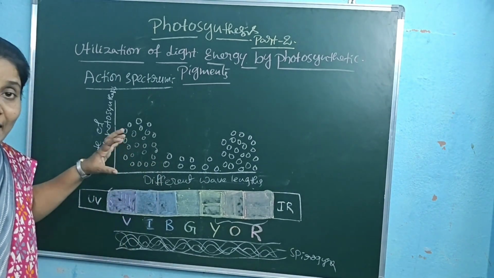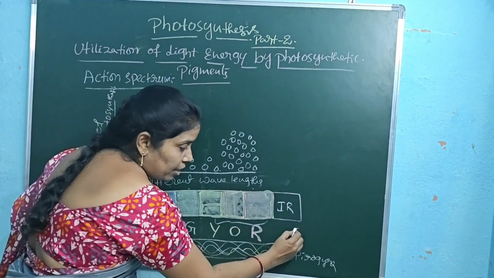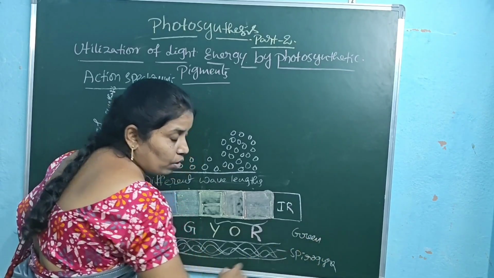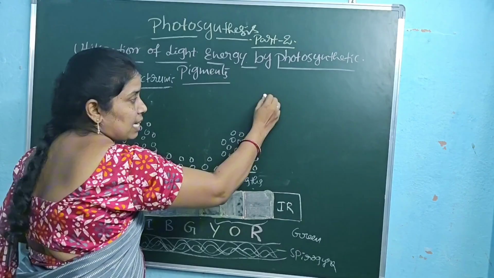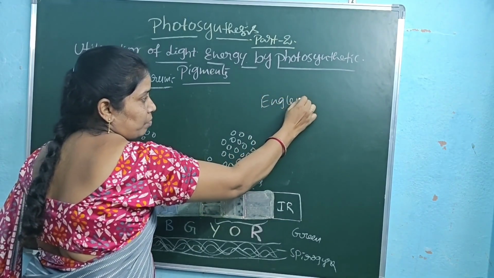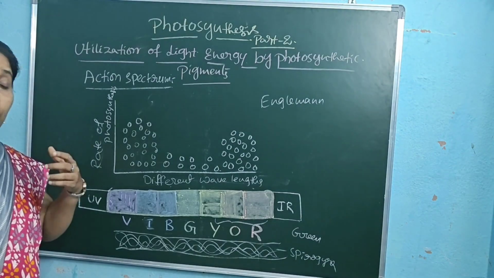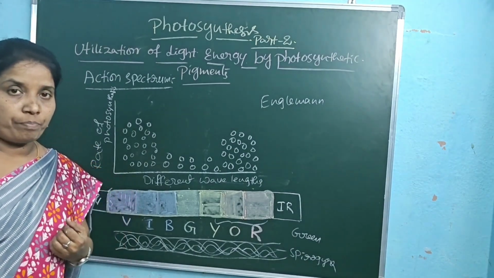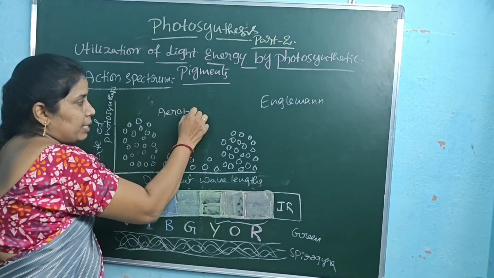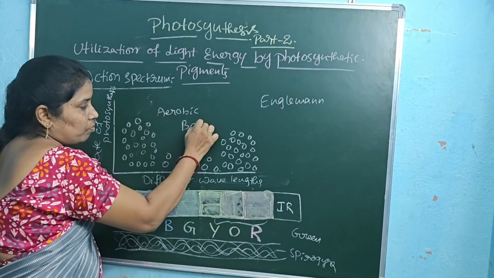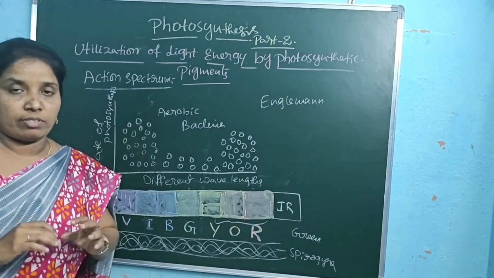That's why he placed aerobic bacteria and also the green alga Spirogyra. Okay, he made an experiment. Actually, this was performed by the scientist Engelmann. He performed an experiment to describe the action spectrum. So he placed aerobic bacteria in the media. Aerobic bacteria require a high amount of oxygen.